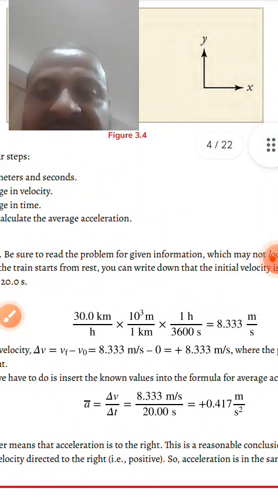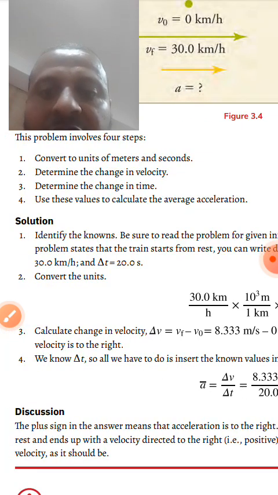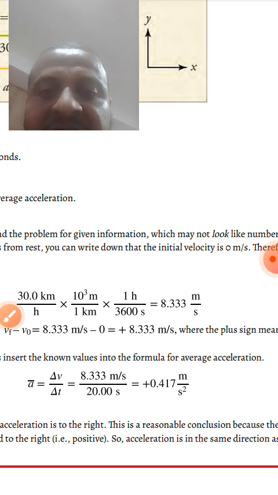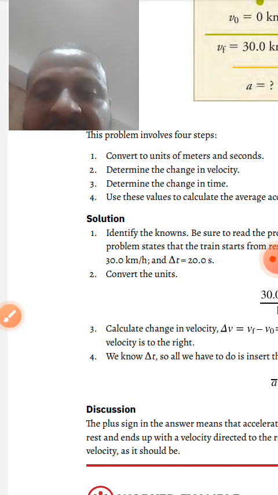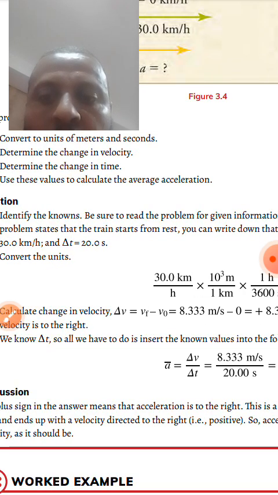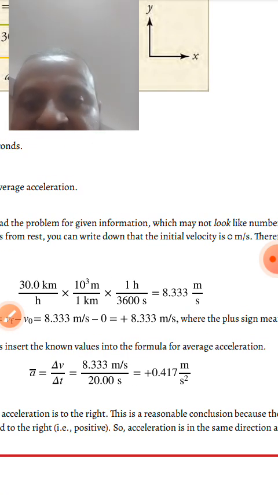Convert the unit. 30 km per hour times 10 to the power of 3 meters divided by 1 kilometer times 1 hour divided by 3600 seconds is equal to 8.333 meters per second. Calculate the change in velocity, V final minus V initial. 8.333 meters per second minus 0 is equal to plus 8.333 meters per second, where the plus sign means the change in velocity is to the right. 4. We know change in time. So all we have to do is insert the known values into the formula for average acceleration.